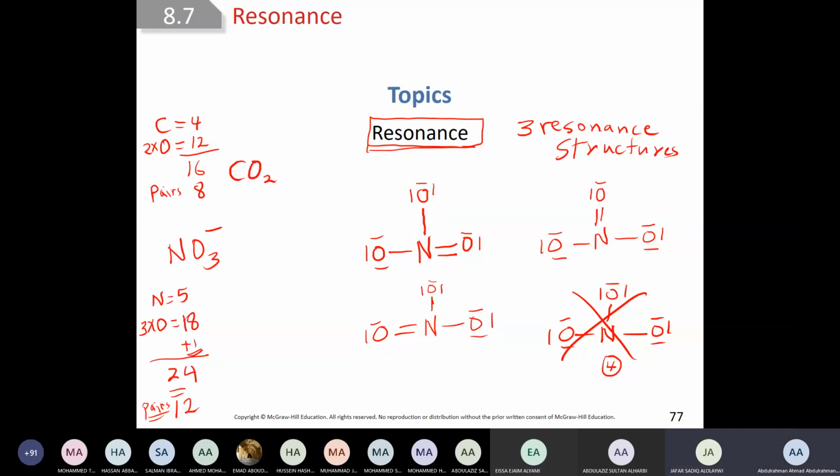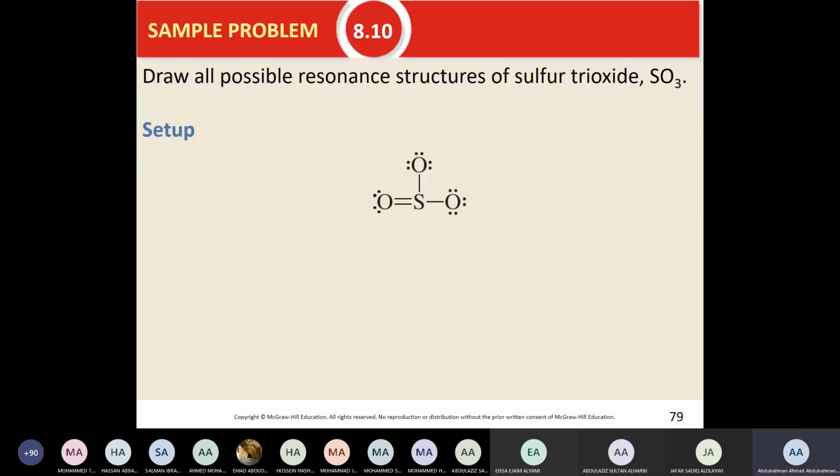So we have only 3 resonance structures. Is this clear? We have only 3 resonance structures. We have no others. Is this clear? Good. Okay. Draw the possible resonance structures for sulfur trioxide.